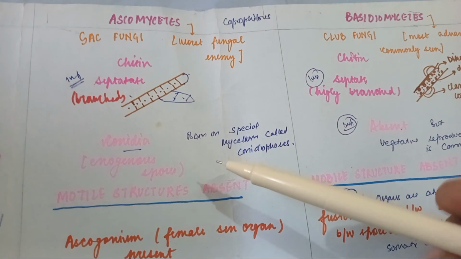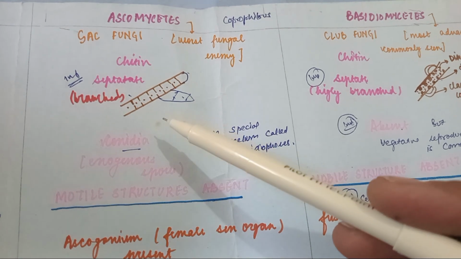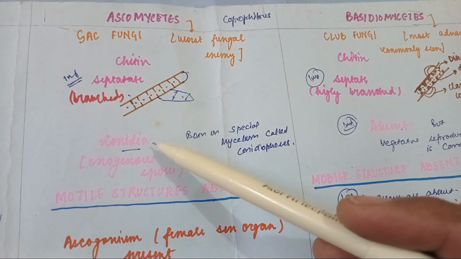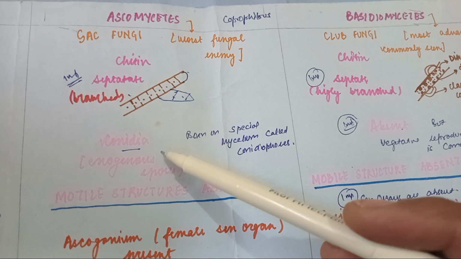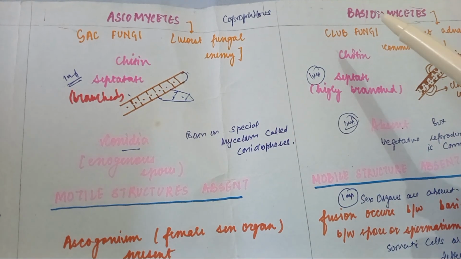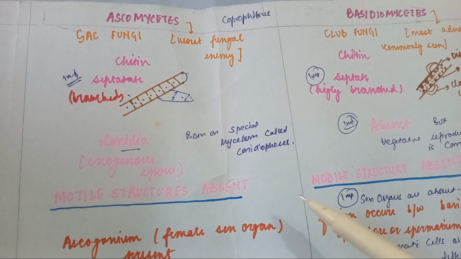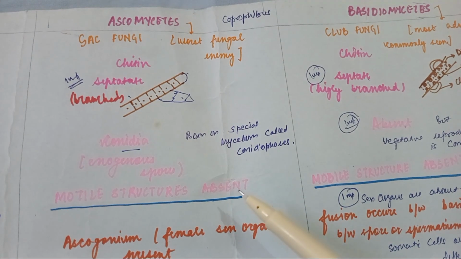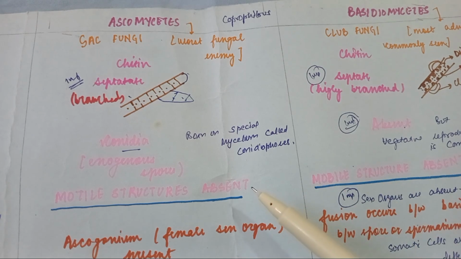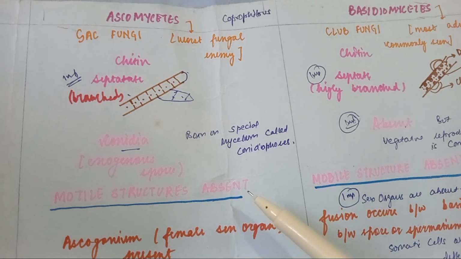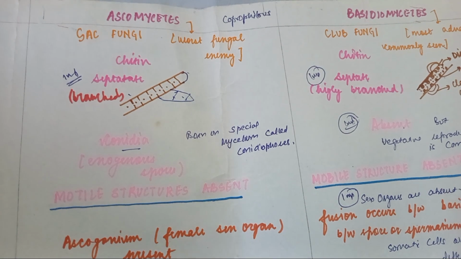In Ascomycetes, the asexual reproduction takes place with the help of conidia, but asexual reproduction is absent in Basidiomycetes. There are no flagellated motile structures seen in the Ascomycetes as well as in the Basidiomycetes.